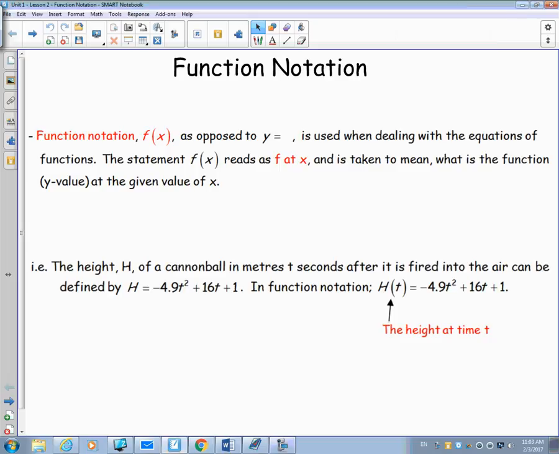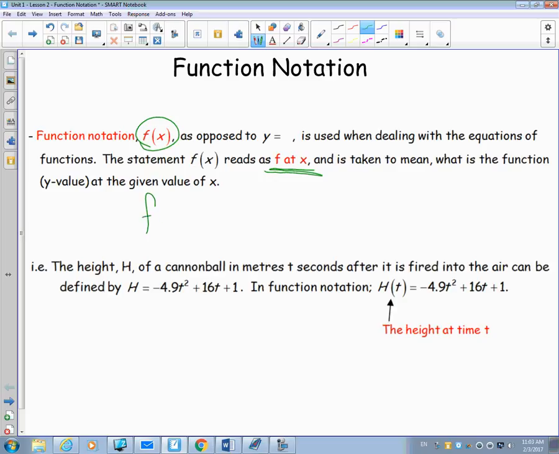In this lesson, we're going to examine the notation we use when dealing with functions. We'll call it function notation. Function notation, which is f(x) as opposed to y equals, is used when we're dealing with functions and we know something's a function. The way this reads is we call it f at x, and it's taken to mean what is the function value, the y value, at the given value of x.